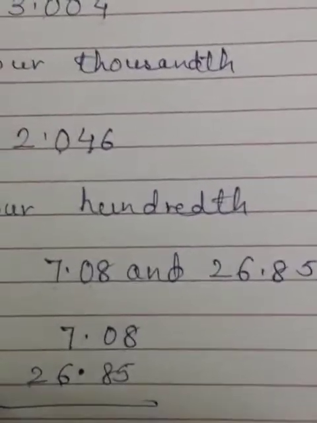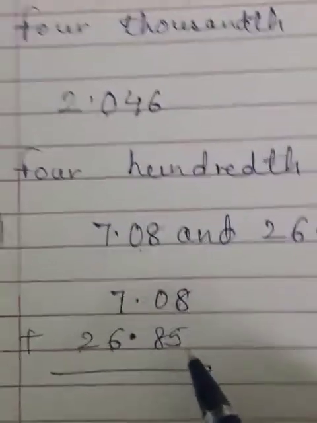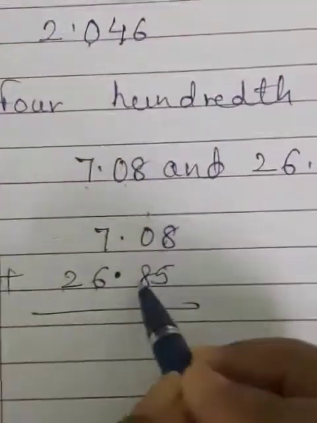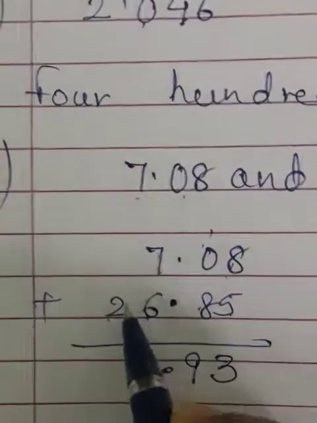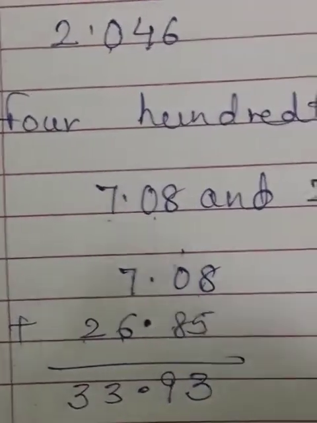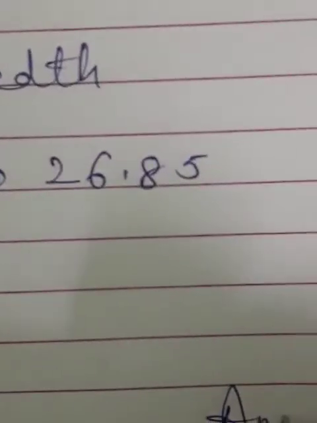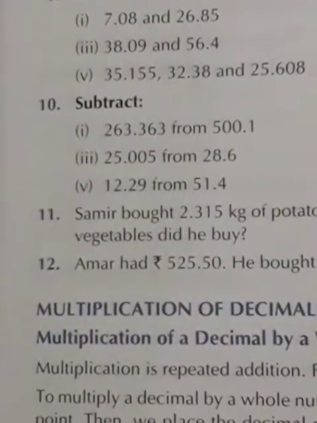Now we will add it. 8 plus 5 is 13, 1 carry. 8 plus 1 is 9. 7 plus 6 is 13, 1 carry. 2 plus 1 is 3. So the answer is 33.93.